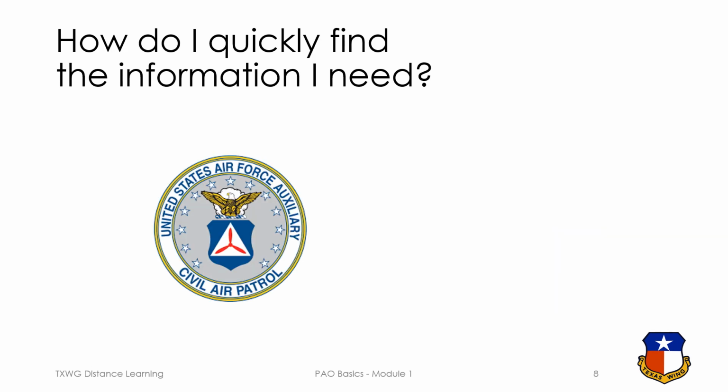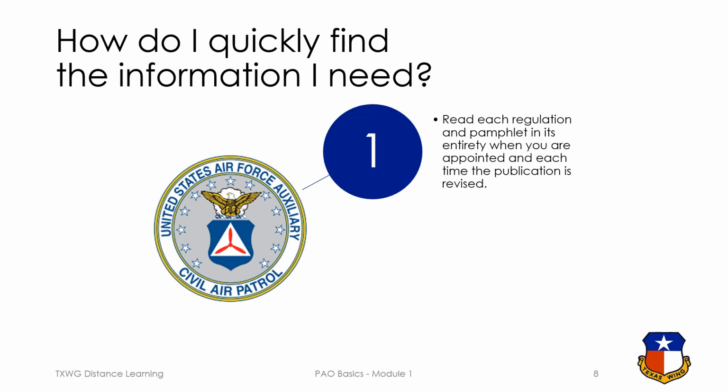To quickly find the information you need, use these two techniques. Read each regulation and pamphlet in its entirety when you are appointed and each time the publication is revised. You will not automatically be notified when regulations and pamphlets are revised, so you should regularly check online. Revisions are easy to spot because they are highlighted in gray.